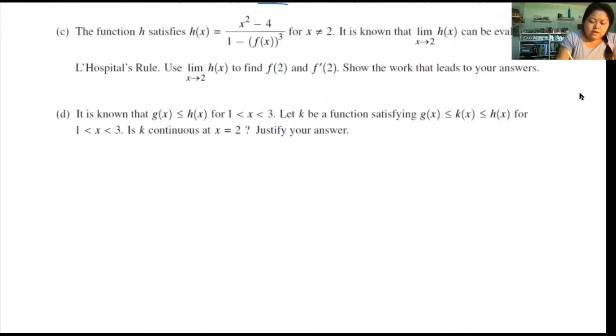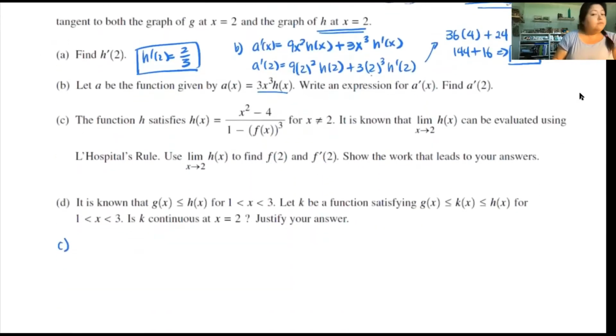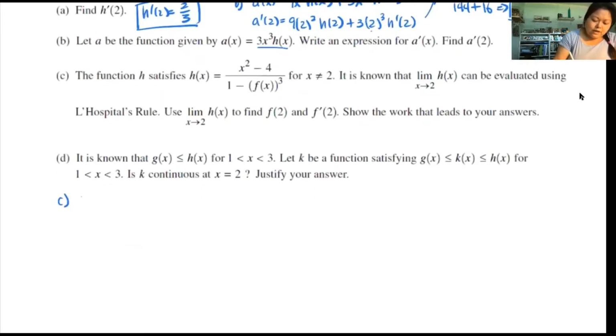Okay, so let's see. Let's start with part C here. So first of all, we know that h is twice differentiable. It says right here, h is twice differentiable. If it's differentiable, it is continuous, right? Not necessarily the other way around, but if it's differentiable, we know it's continuous, which is great. So we know h is differentiable. What does that imply? That implies h is continuous.